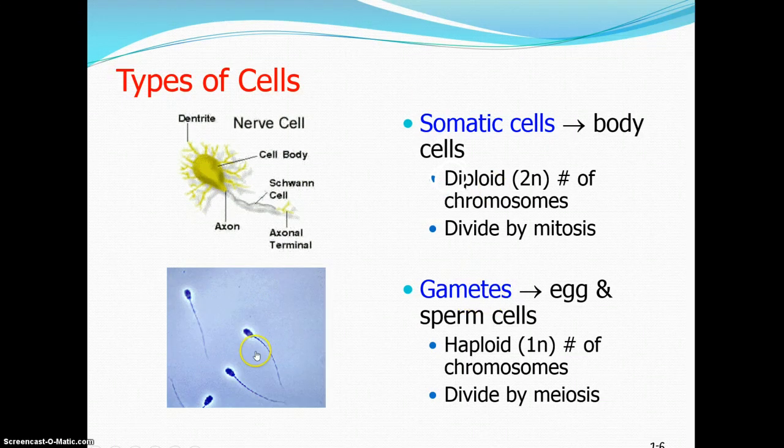Alright. And gametes are the sex cells where you get your eggs and your sperm cells, alright? And those are haploid, where you only have half of your chromosomes in each cell. We won't talk about those till later when we talk about meiosis.